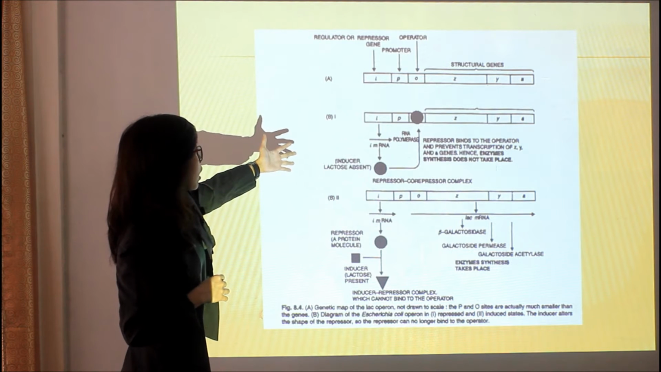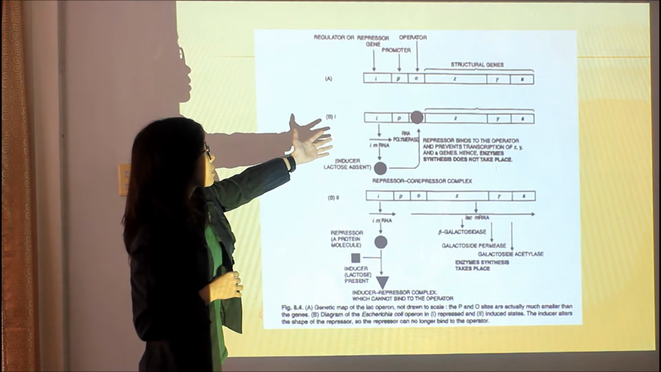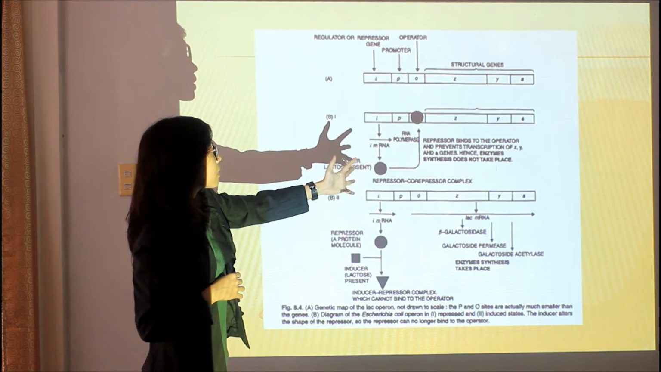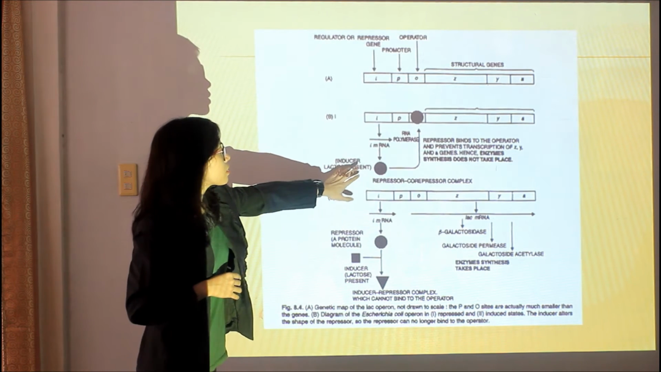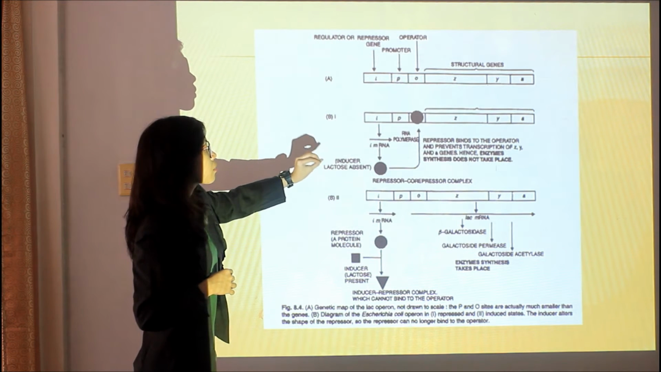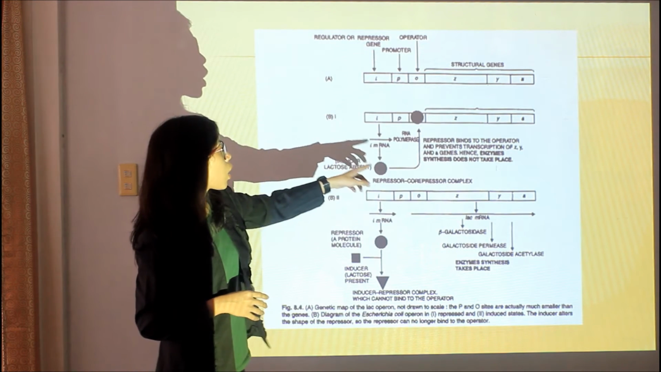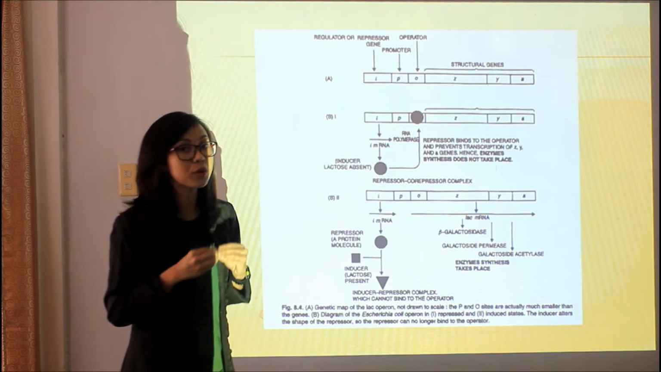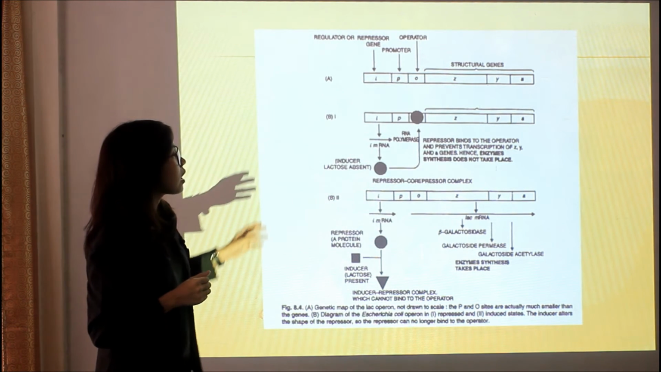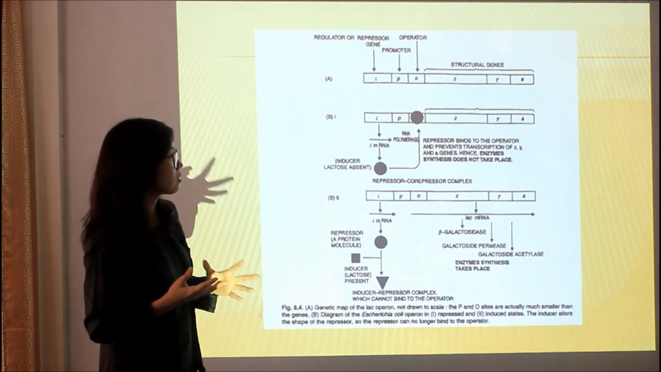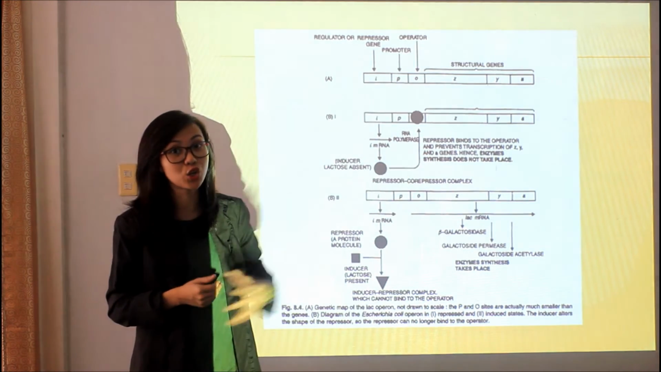So, in this site, the regulator gene produces the RNA polymerase and mRNA. This figure shows the repressor-co-repressor complex. The repressor binds to the operator and prevents transcription of the Z, Y, and A genes. Hence, enzyme synthesis does not take place, because it binds to the operator to prevent transcription of the structural genes.